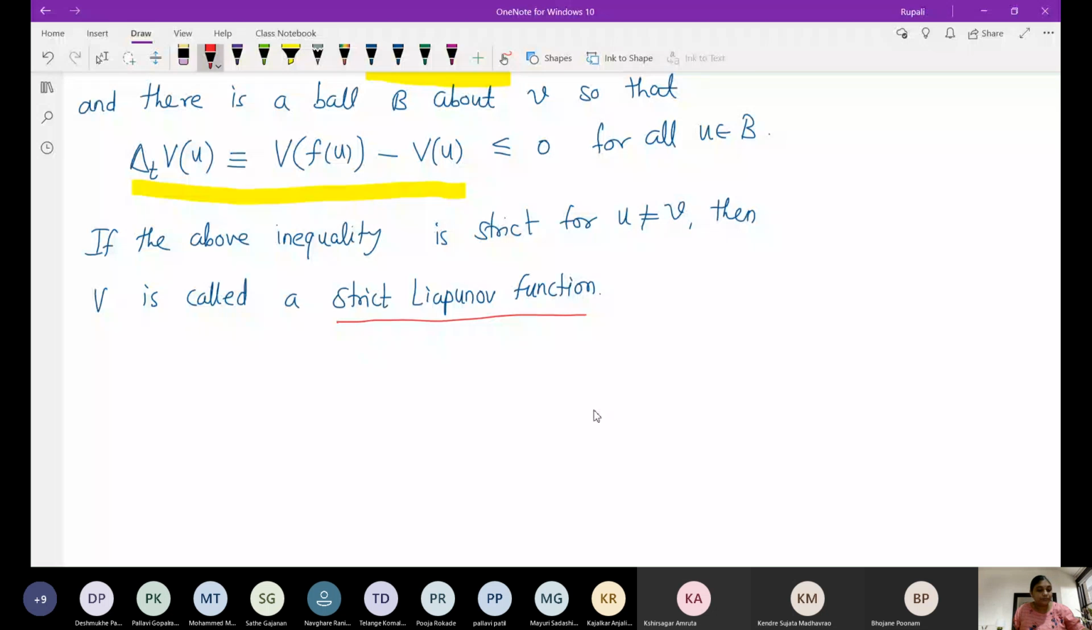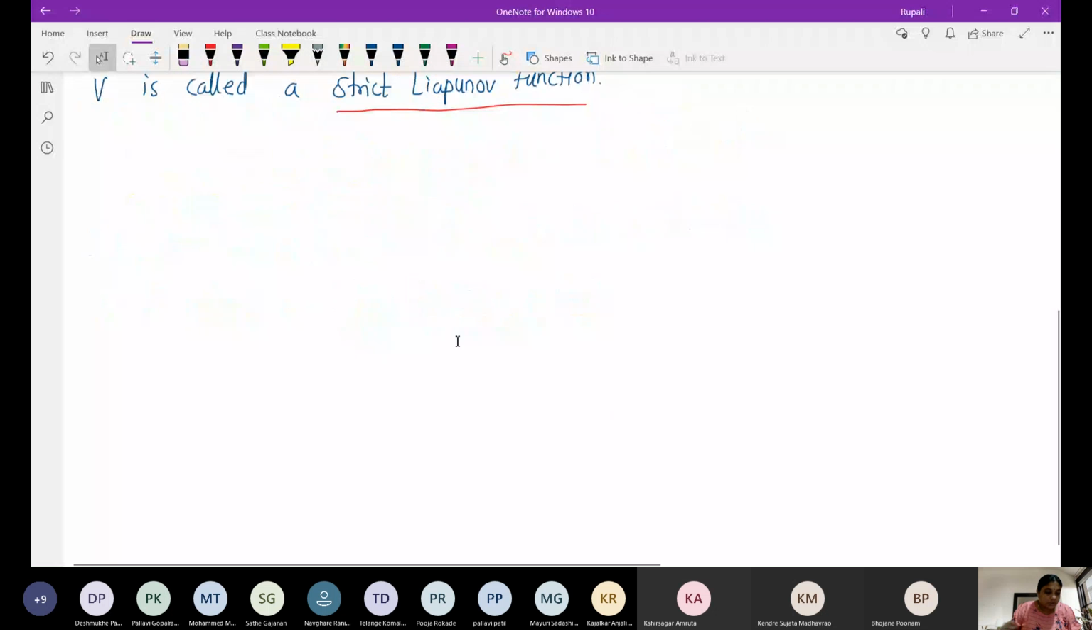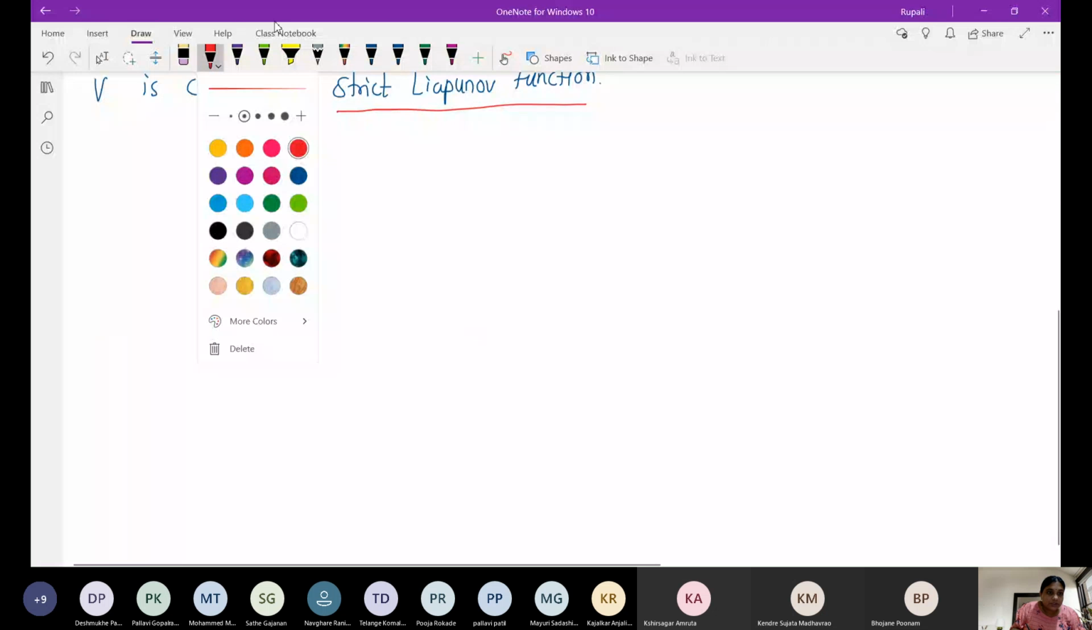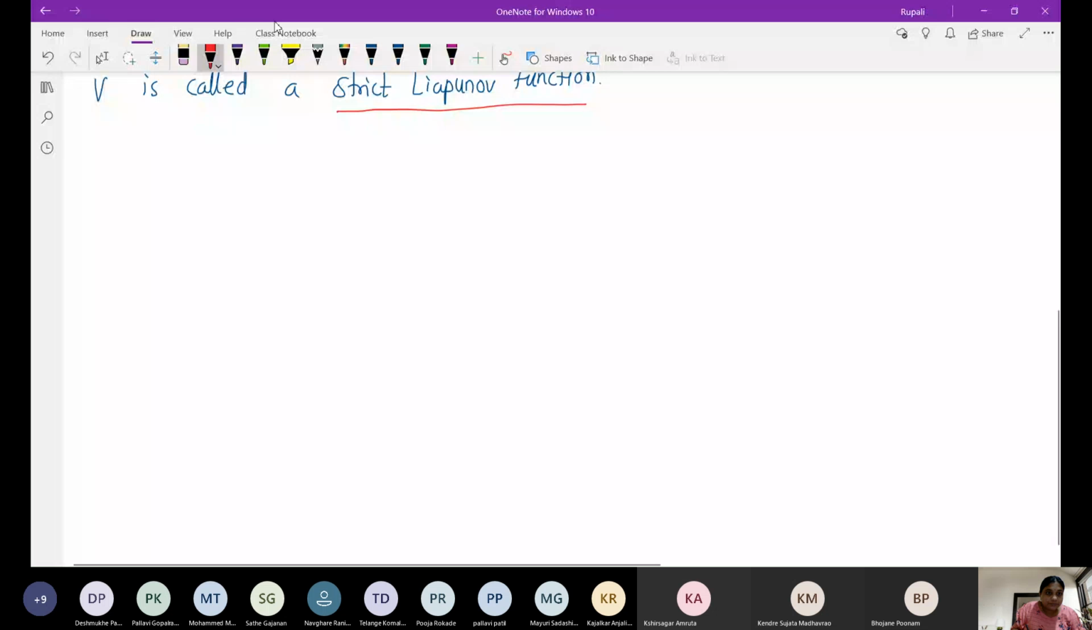So let U be a solution of the equation, say u at t plus 1 is equal to f of u at t, with u at 0 belongs to B.